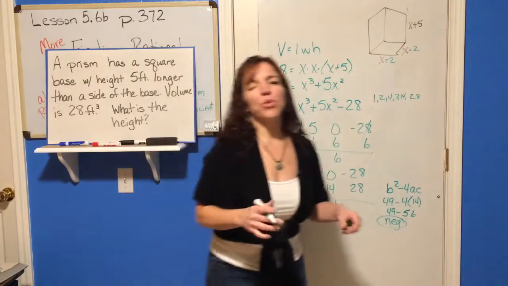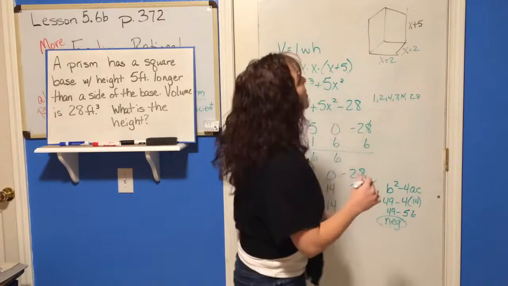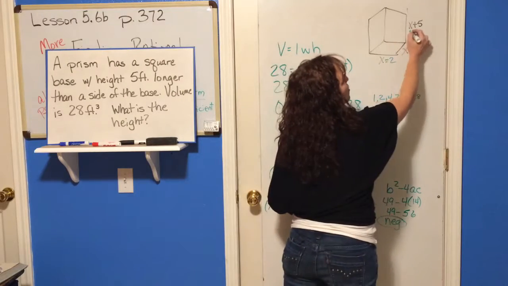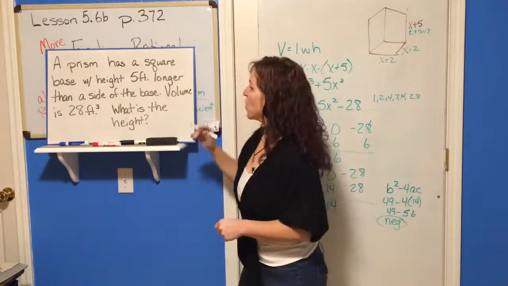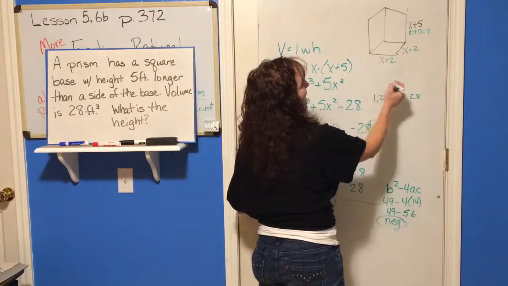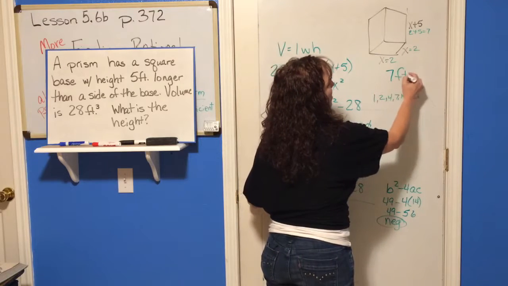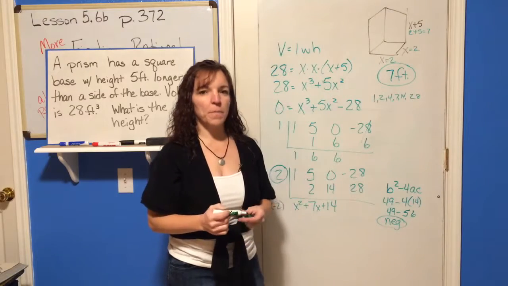And what is it that our problem is asking? The problem says, what is the height? The height is our 2 plus 5 is 7. And so we want, and their feet. So the final answer is the height is 7 feet. And that's the final answer that we're looking for.